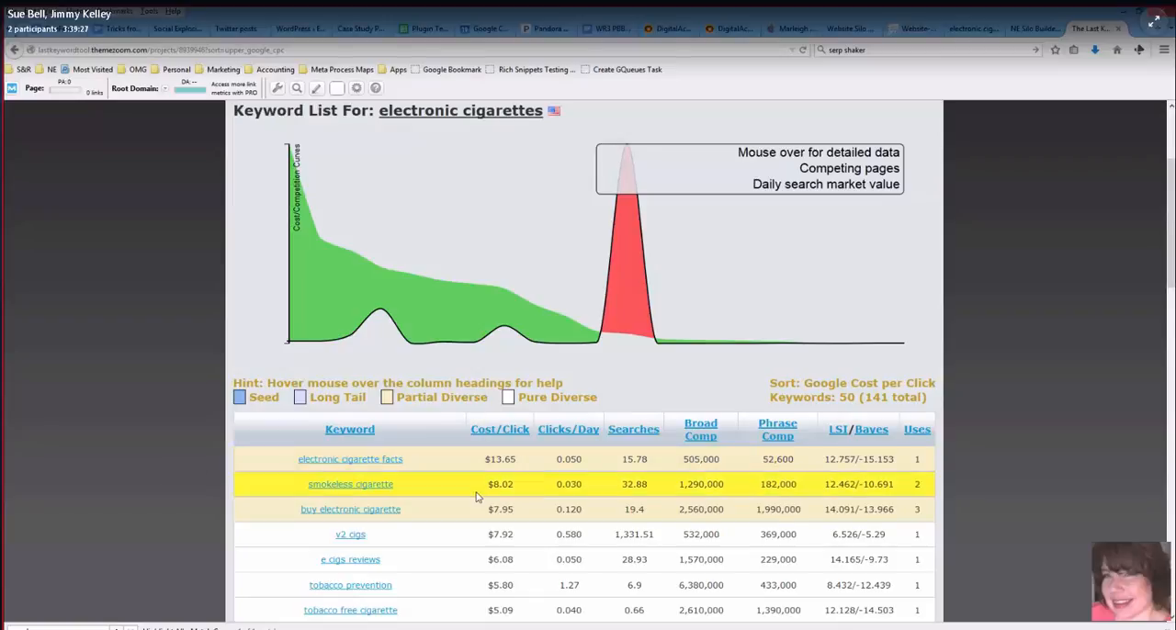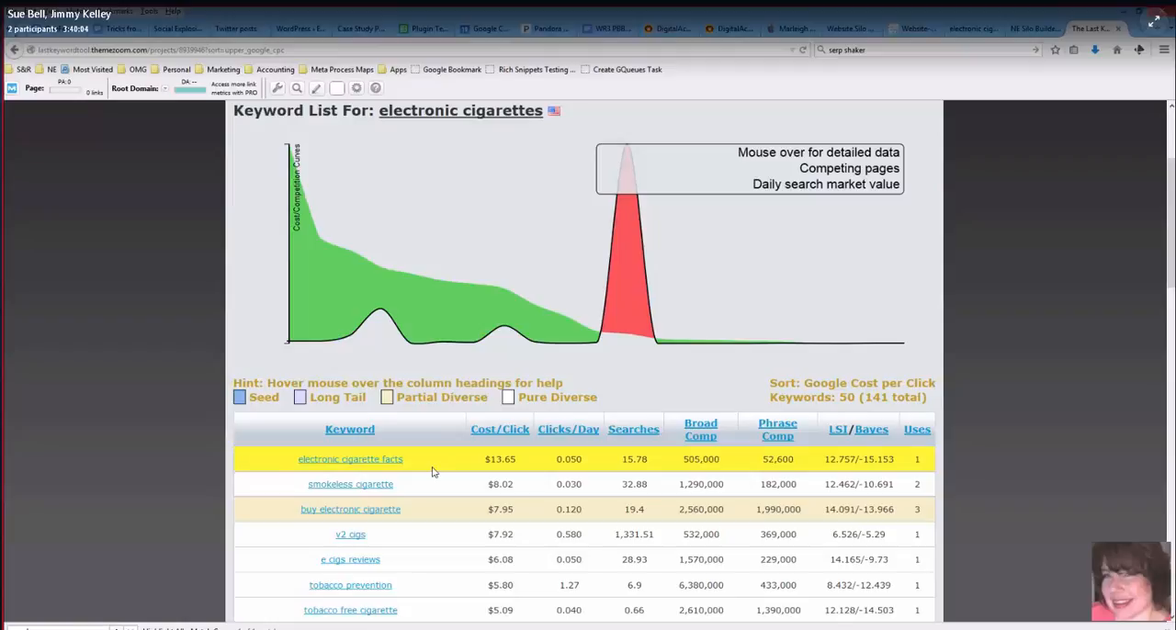So the first thing I'm going to do is sort by cost per click, because this is an indication of how much people are willing to bid for a particular keyword. The more people are willing to bid for a keyword, typically, the better it converts. And so those are always keywords that I'm interested in. So we've got electronic cigarettes, cigarette facts, and I'm looking at a broad competition, a phrase competition of 50,000 keywords. So that's not a terribly broad term, and the searches are around 15 a day. That's not bad for a silo structure.